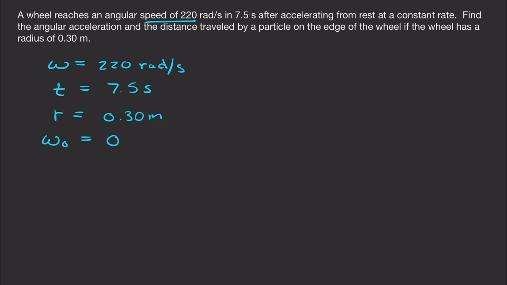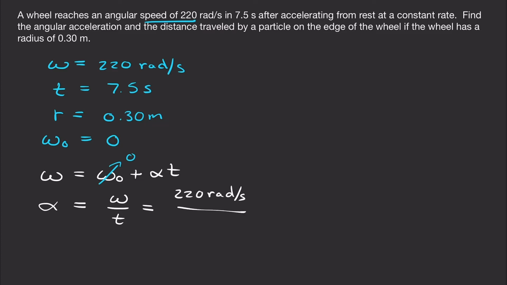So I'll use my kinematic equations. So I can solve for angular acceleration using this equation, since I have omega, omega naught, and time. So this goes to 0. And solving for alpha, I get omega over t, or 220 radians per second over 7.5 seconds. And this is 29.3 radians per second squared.